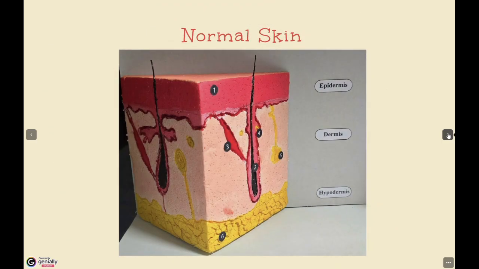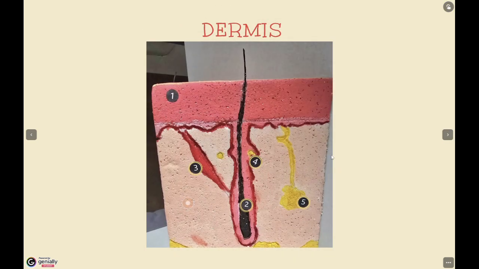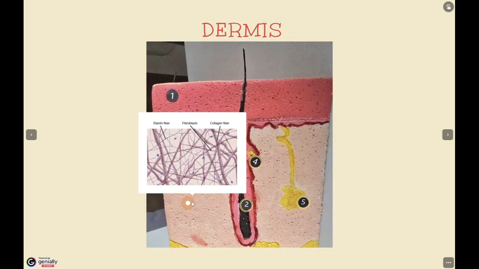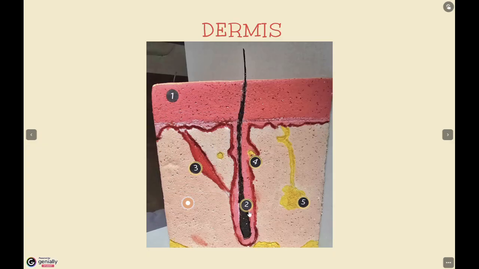Underneath is the dermis, made mostly of connective tissue rich in collagen and elastin, giving skin strength and flexibility. In normal skin, the dermis contains most of the skin's structures, including hair follicles and hair, the erector pili muscles attached to follicles, sebaceous glands that release oil to lubricate the skin and hair, and sweat glands that help with cooling. The dermis also has blood vessels that nourish the skin and nerves or sensory receptors that allow us to feel touch, pain, pressure, and temperature.